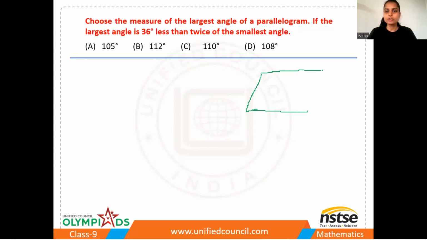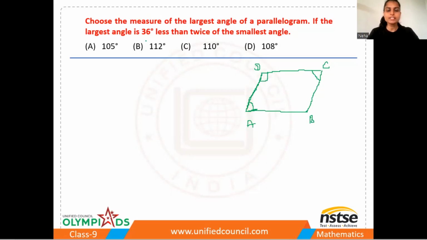My drawing is not perfect, but you know the properties of a parallelogram, that two opposite sides are parallel and equal to each other, right? Perfect. So choose the measure of the largest angle of a parallelogram if the largest angle is 36 less than twice the smallest angle. Perfect. Okay. So in the parallelogram, the opposite angles are equal to each other, right? And two adjacent angles, let's suppose angle A and angle D, these two angles add up to 180 degrees, right? These are some properties of a parallelogram, correct?